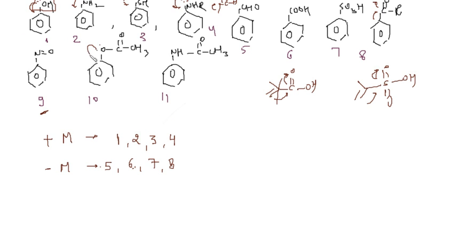Here oxygen is donating its lone pair to the group, that's why it falls in category of plus M group. Here nitrogen is also donating electrons, that's why it is called plus M group. So here is a categorization of minus M and plus M.